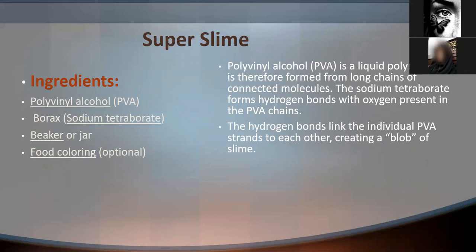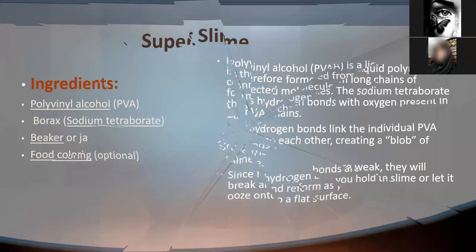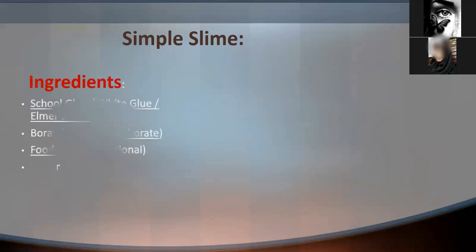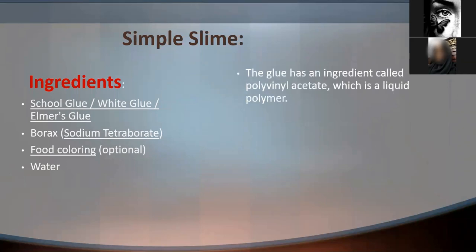Hydrogen bond. Hydrogen bonds occur when the positive charge of the hydrogen atom attracts the negative charge of the oxygen within the compound. The hydrogen bond links the individual PVA strands to each other, creating a blob of the slime. Since hydrogen bonds are weak, they will break and reform as you hold the slime or let it ooze onto a flat surface.